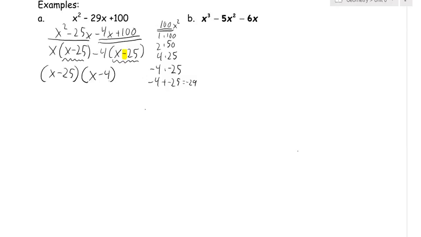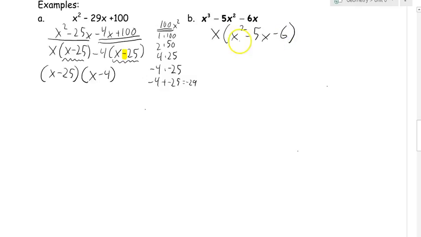X cubed minus 5x squared minus 6x. So these 3 terms have a common factor. They have a common x. So we're going to factor out their common x, which leaves us with x squared minus 5x minus 6.